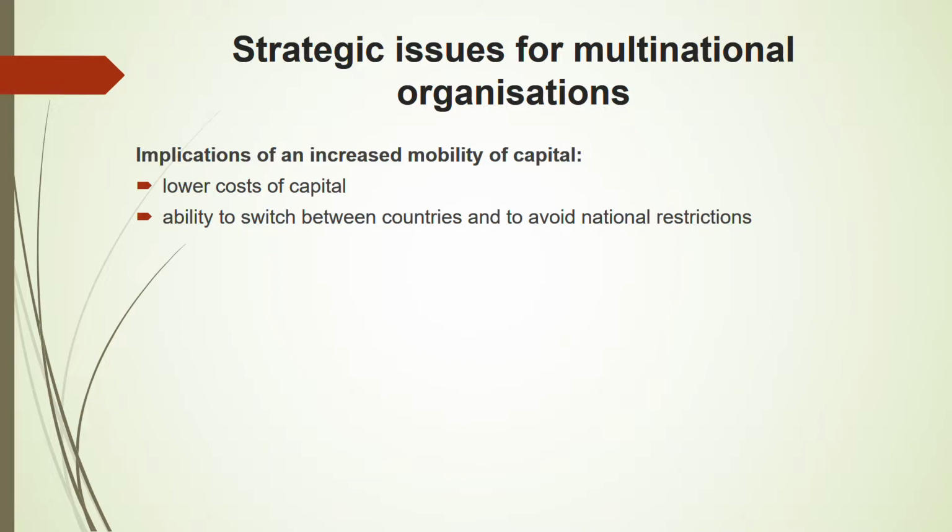Then, ability to switch between countries and to avoid national restrictions. If you are having some restrictions in your country, you can avoid it by switching to some other country where such restrictions are not there. Then you have the increased exposure to foreign currency risk. There's a drawback to it. You are exposed to foreign currency risk.